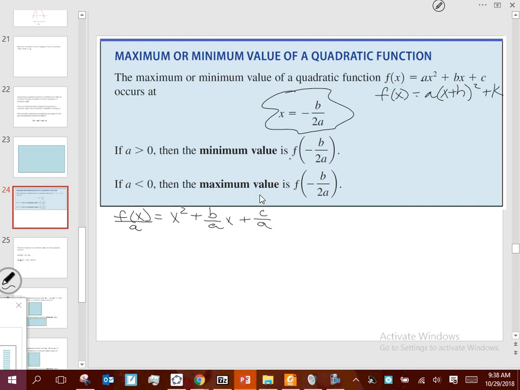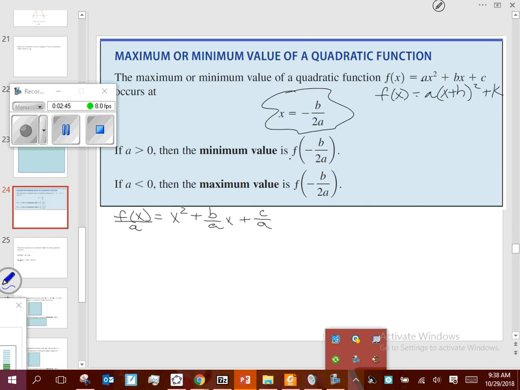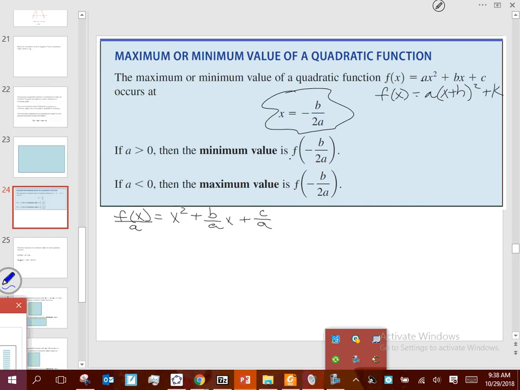And we did everything that we're going to do right now about 6 or 7 weeks ago when we first started talking about the quadratic formula and developing it. But when we're done, we won't go as far in this as we did with the quadratic formula. The next step was to move the c over a over. Move my constant to the other side. So I have f of x over a minus c over a is equal to x squared plus b over a times x, right? Okay.